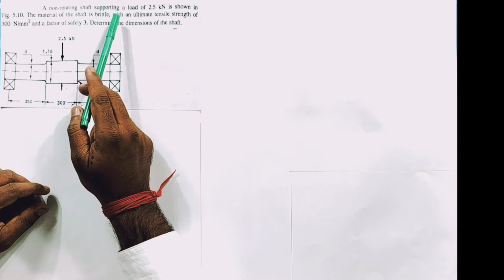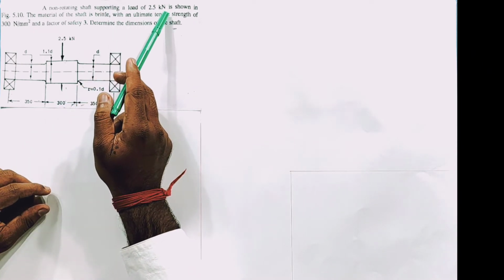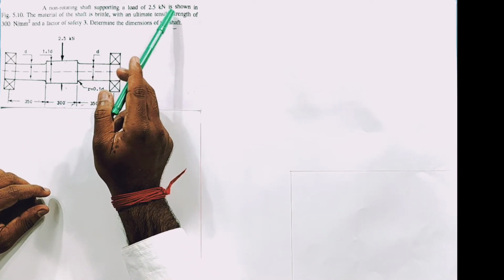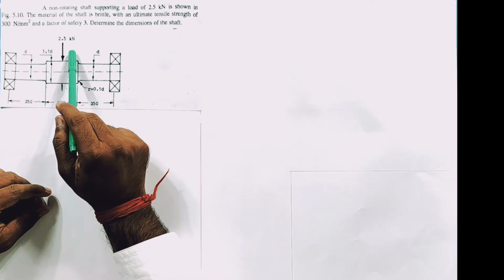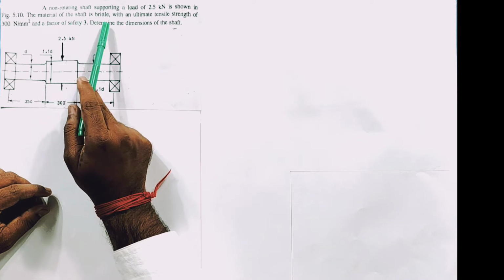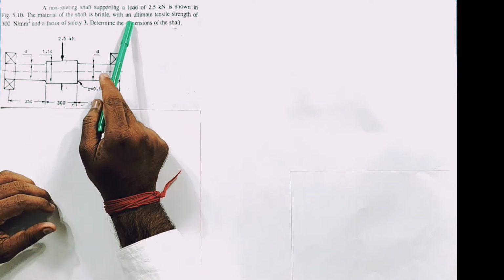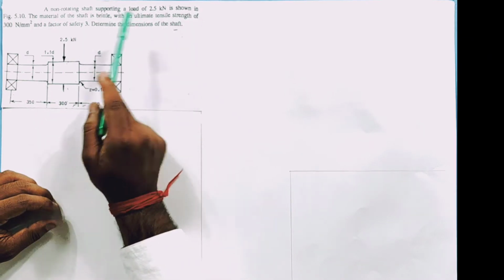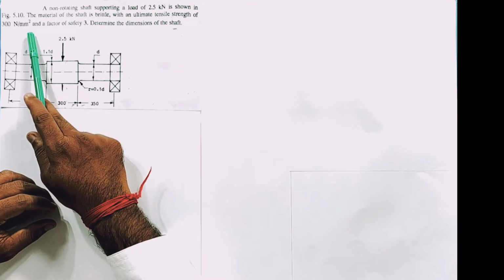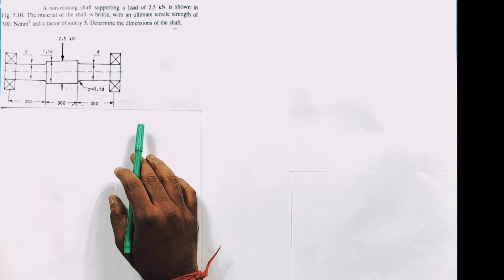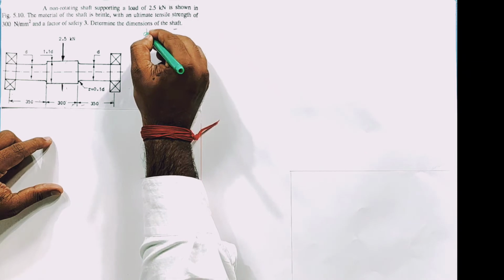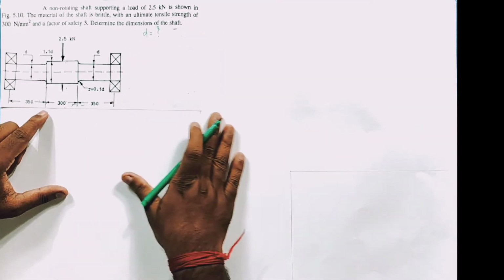have mentioned that a non-rotating shaft supporting a load of 2.5 kilonewton as shown in figure. So this is the figure, they have given the structure. Load is nothing but P. The material of the shaft is brittle material, with ultimate tensile strength of 300 Newton per mm square, SUT value they have given, and the factor of safety is 3. Determine the dimension of the shaft. Of course, dimension of the shaft means we need to calculate diameter, that is diameter of shaft small d.